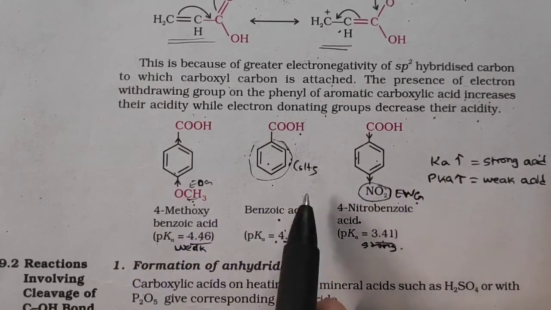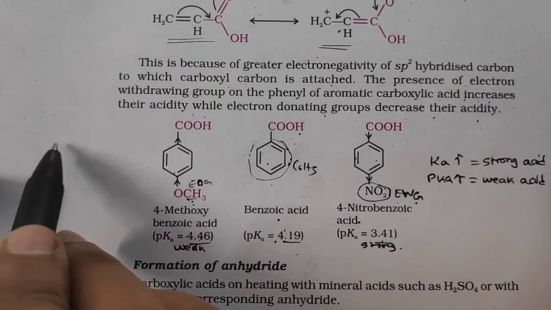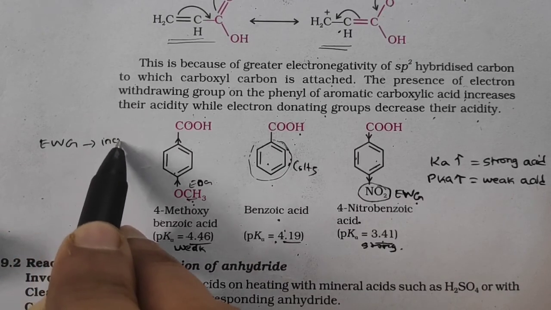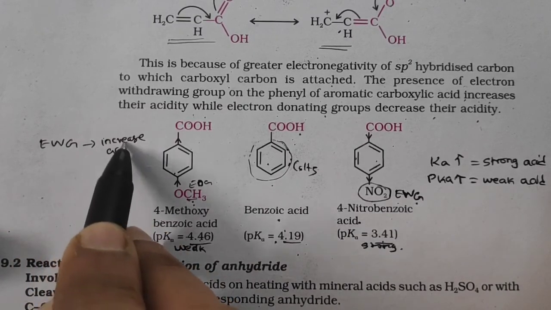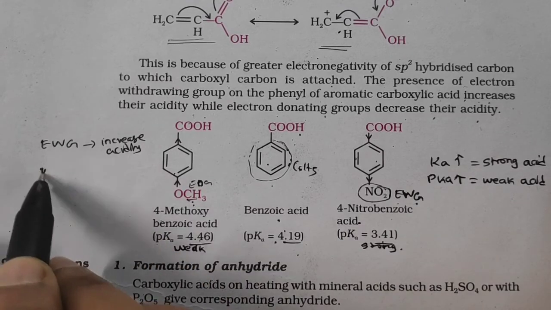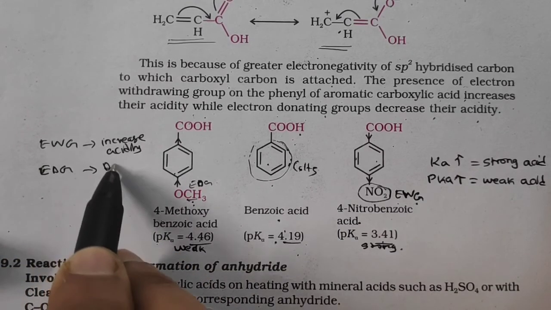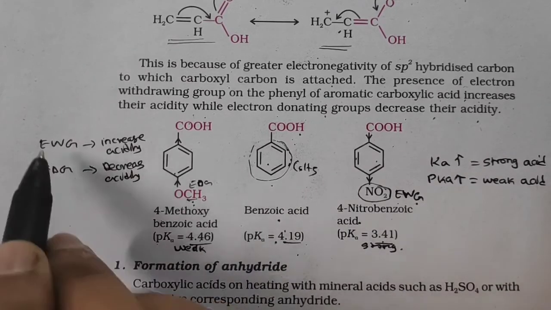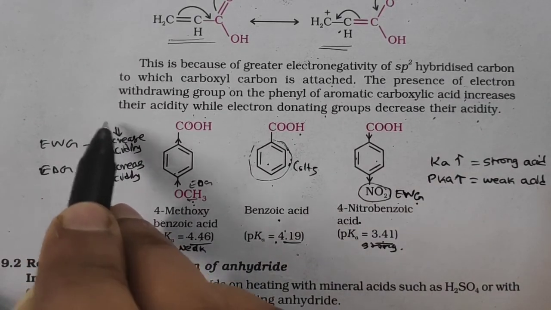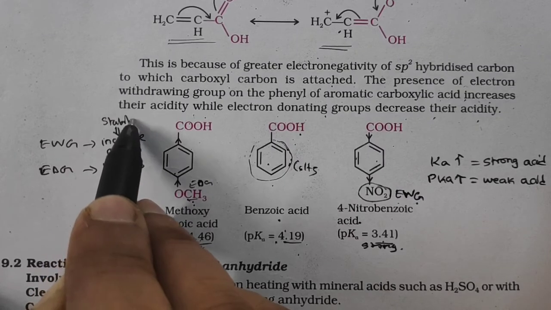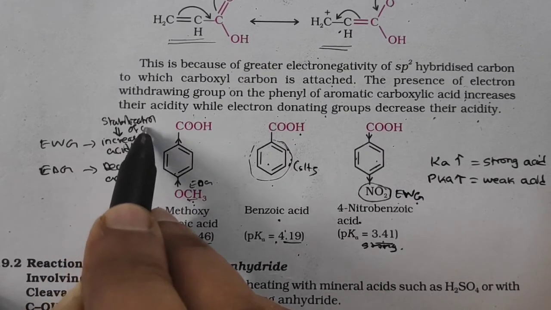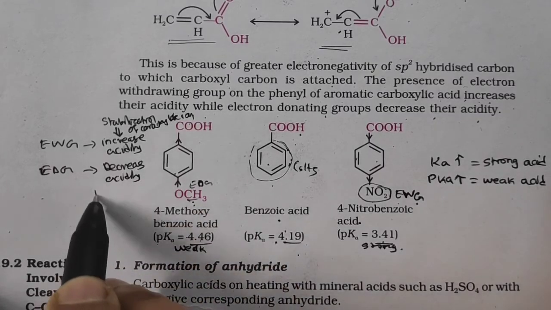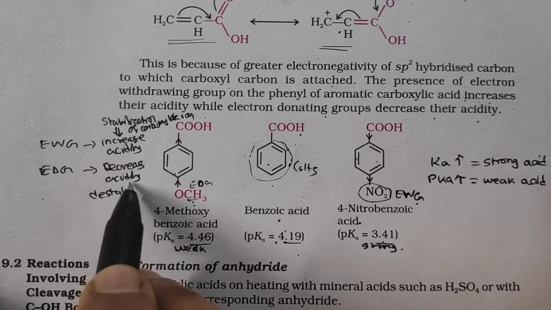Understood? So based on the group only we have discussed, we can write the conclusion: electron withdrawing group increases acidity, right? And electron donating group decreases acidity, right? So here you can make a conclusion. Why does it increase acidity? Because of stabilization of carboxylate ion, and in this case destabilization. What is the word? Destabilization.